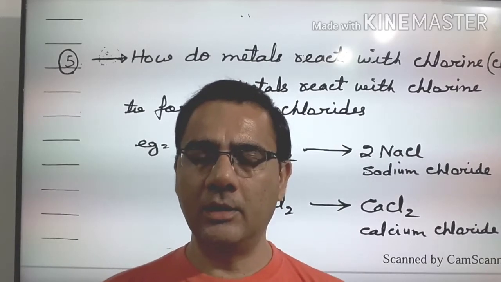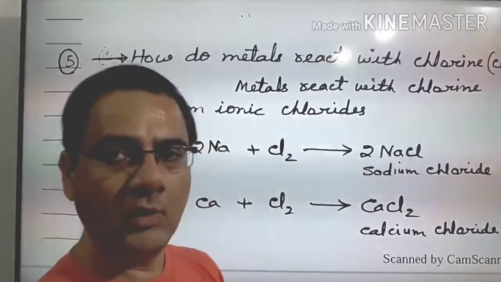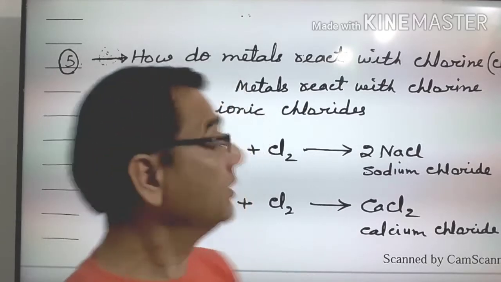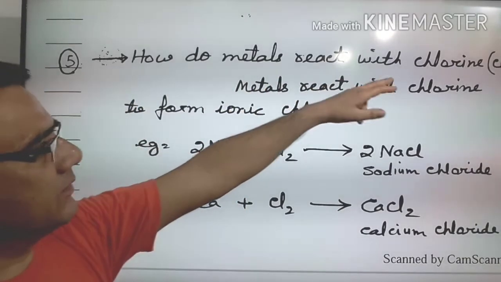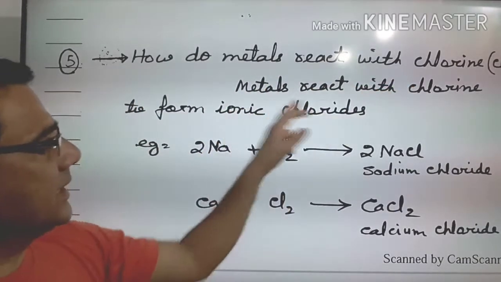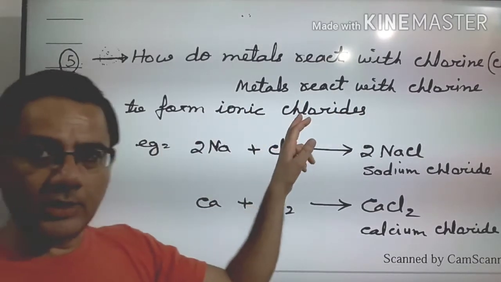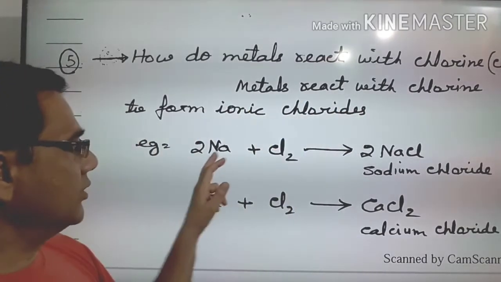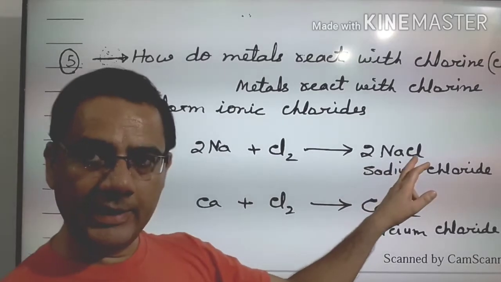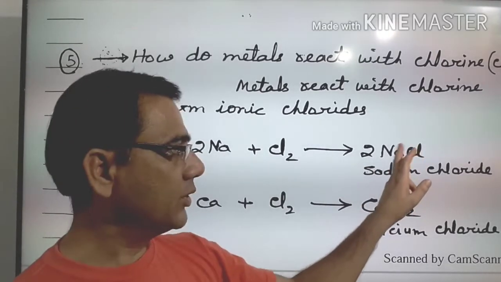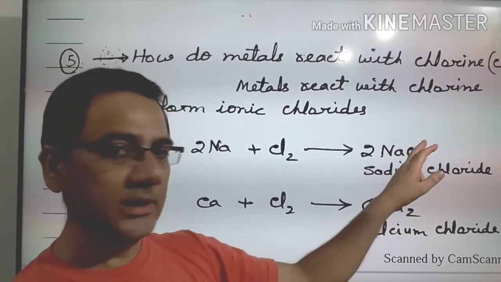Next property of the metal, chemical property: what happens when the metal reacts with chlorine. So how do metals react with chlorine, that is Cl2? Metals react with chlorine to form ionic chlorides. For example, sodium reacts with chlorine to form sodium chloride. Why is it called ionic? Because this contains positive and negative charge, Na plus and Cl minus.